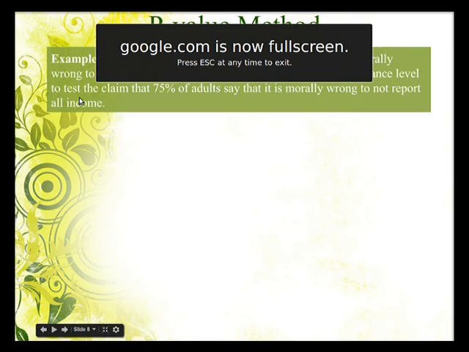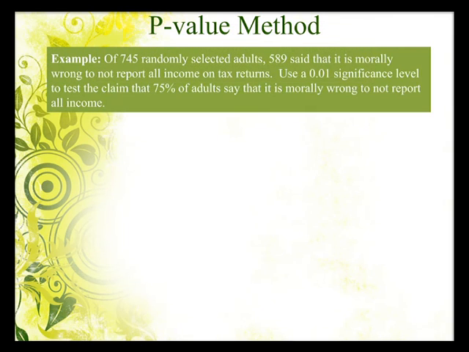Let's look at another example. Of 745 randomly selected adults, 589 said that it is morally wrong to not report all income tax on your tax returns. We're going to use a 0.01 significance level to test the claim that 75% of adults say that it is morally wrong to not report all income.